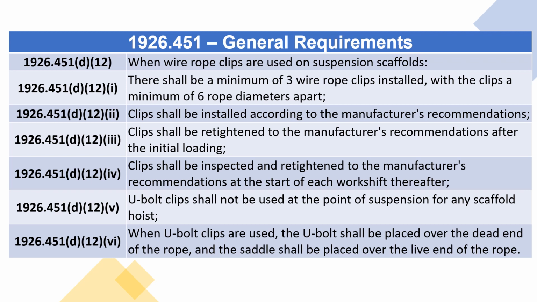U-bolt clips shall not be used at the point of suspension for any scaffold hoist. When U-bolt clips are used, the U-bolt shall be placed over the dead end of the rope, and the saddle shall be placed over the live end of the rope.